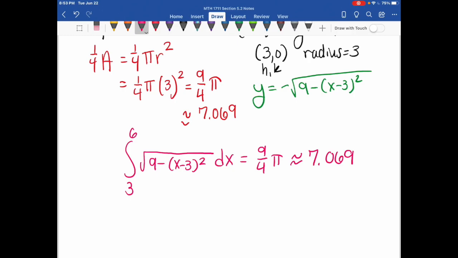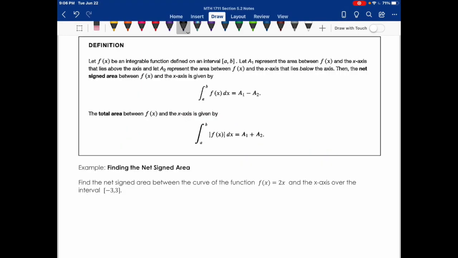So this is the difference between an indefinite integral and a definite integral. An indefinite integral just represents a family of functions, an antiderivative, where a definite integral is going to actually give you a numerical value when you're looking at a specific interval. Now we're going to talk about the difference between a net signed area and a total area.